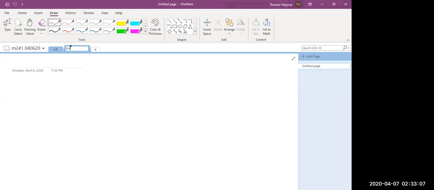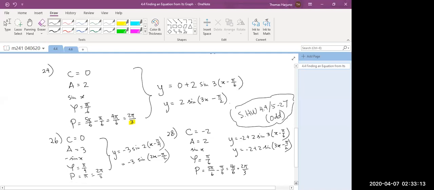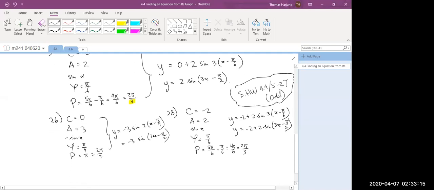Can you go over number 26 on 4.4? On 26, how did you get negative 3? Oh, it's because the amplitude is 3, right? But the shape of the graph is negative sine. Okay, so that's why we get that negative 3 here. Negative 3 sine. That's the reason.